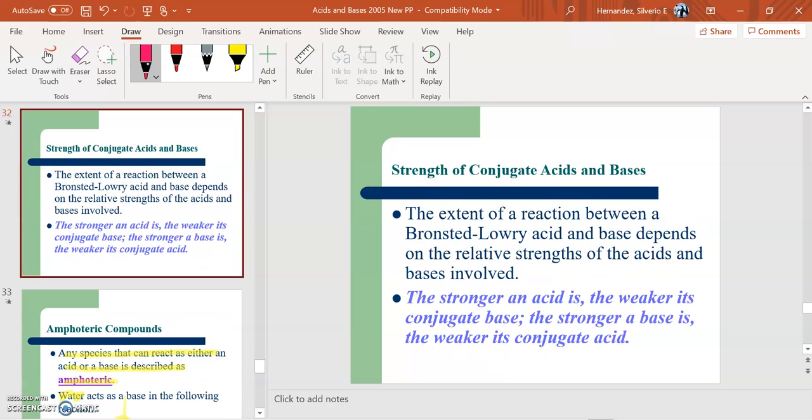So here's just a little bit of information for you to read through, talking about the strength of conjugate acids and bases. I'm not going to go into that in detail. You can read through that, and if you have any questions, let me know.